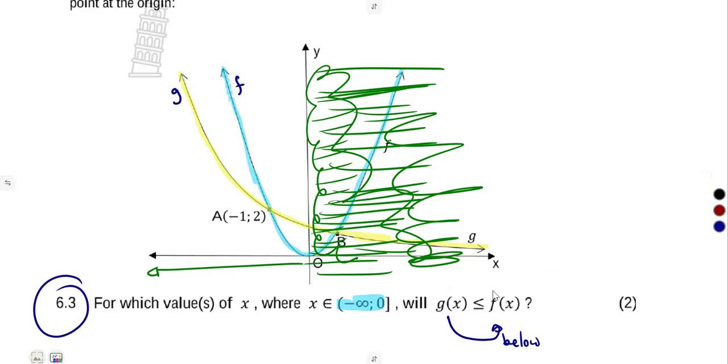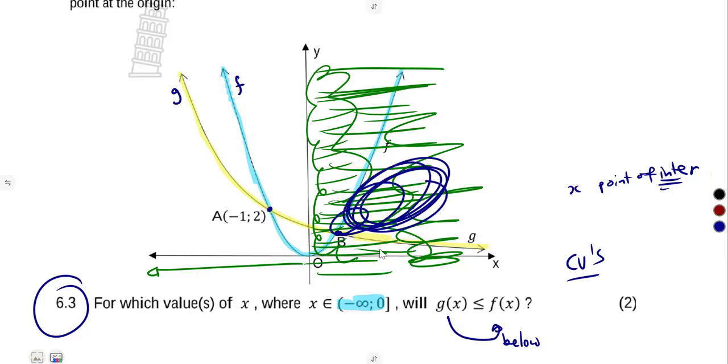All right, we said whenever you're comparing, you work with what? The critical values, which are the x values at the point of intersection. So for the point of intersection, we have got A, this one. A is the intersection, and B. But you're not going to focus on B because B is on the right side, according to the question. So you're just going to focus on A. This is where our critical value is.